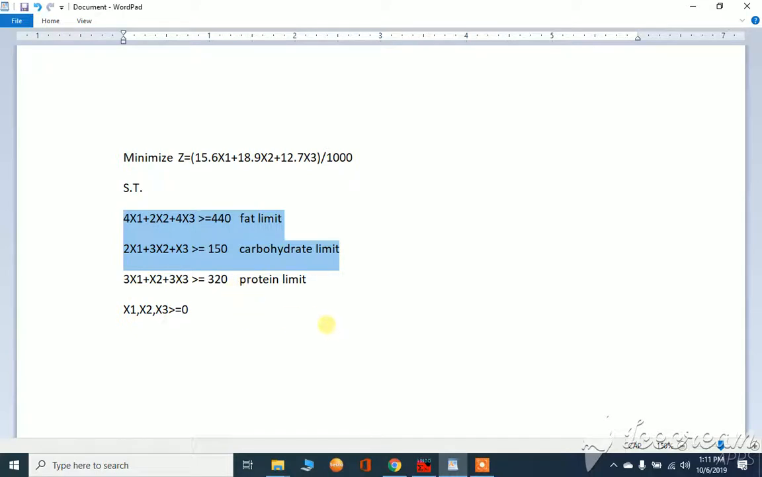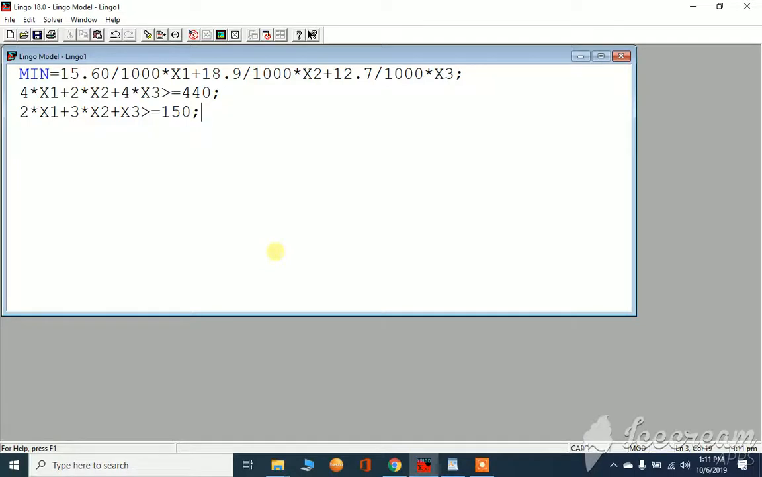Just remaining is the last constraint, 3x1 plus x2 plus 3x3 greater than or equal to 320, and this is for the protein limit. So 3 multiplied by x1 plus 1 multiplied by x2, we don't need to write anything for the 1, plus 3 multiplied by x3, greater than or equal to 320, and again at the end you have to put the semicolon. Now we finish all of the constraints.